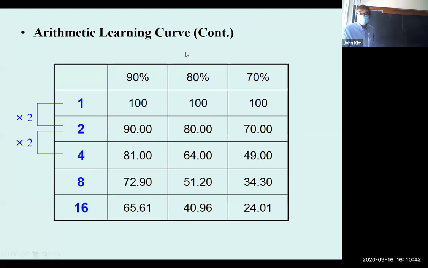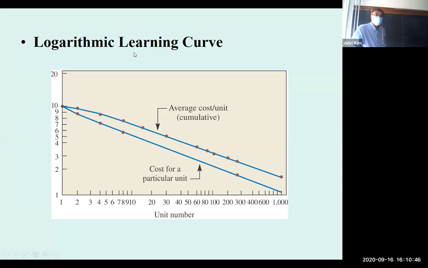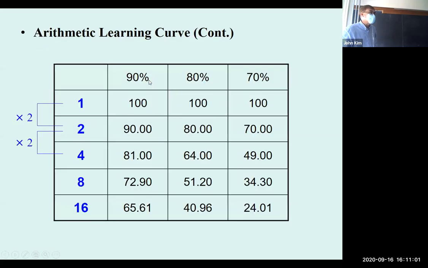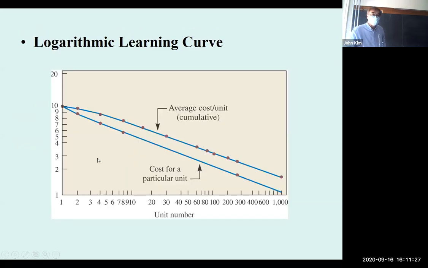Next one is the logarithmic learning curve. This one is relatively straighter than the arithmetic learning curve. Because if we use the arithmetic learning curve, we cannot get the third one. If we know the learning percentage, we can get the fourth, and then the eighth, and so on, but we cannot get the third, fifth, sixth, and seventh. But with the logarithmic learning curve, we can get any unit, third, fifth, and so on, using this formula.